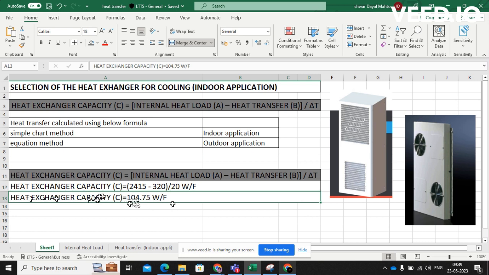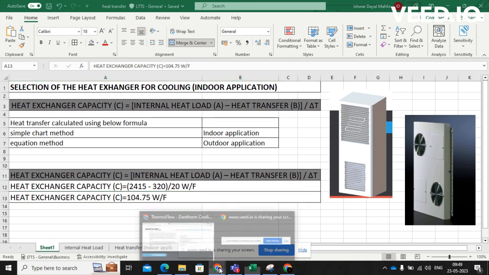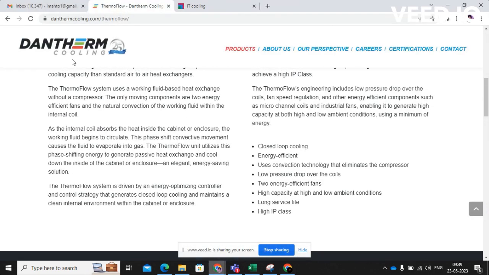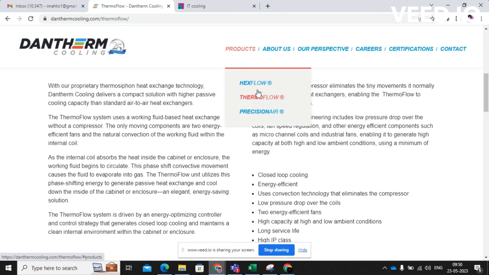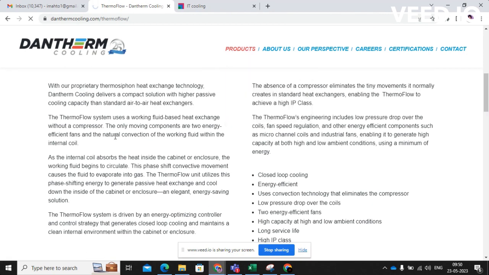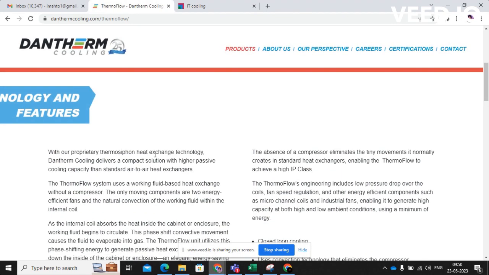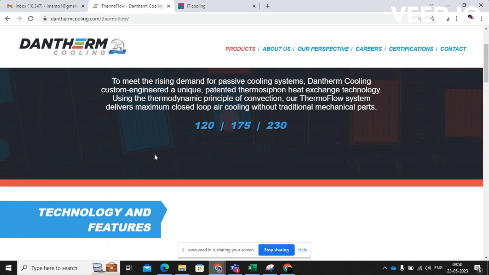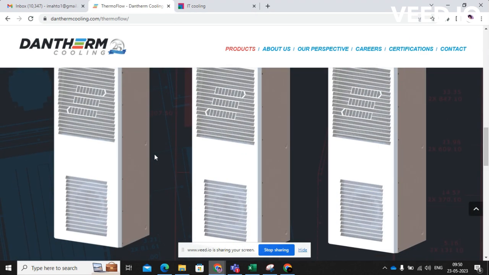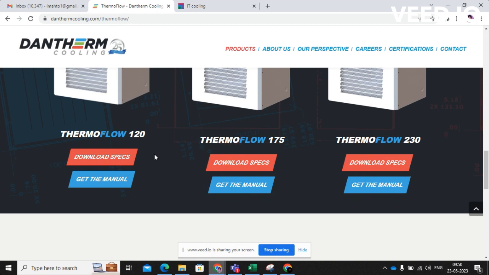Now using this value, how do we recognize our heat exchanger? We need to visit the Danthrm cooling system and select thermoflow. Here we will find many heat exchangers. Let us take this thermoflow 120. Now download the specs.